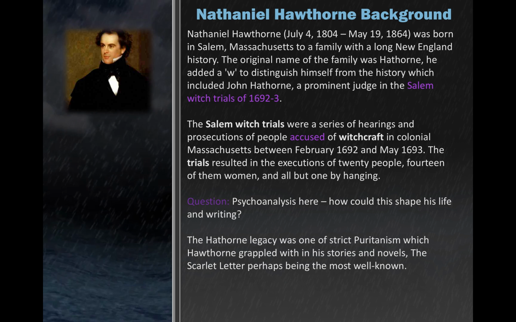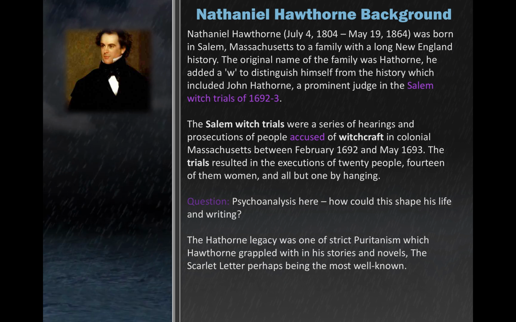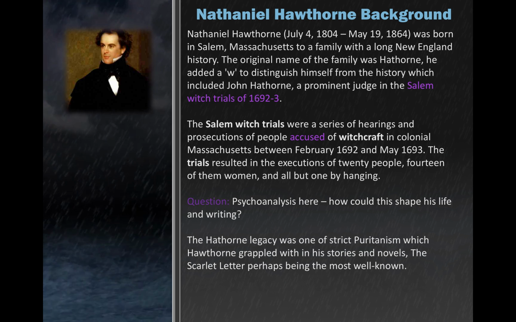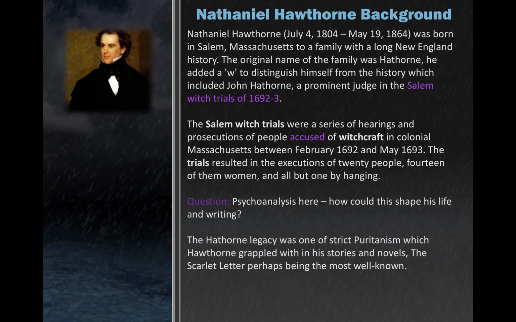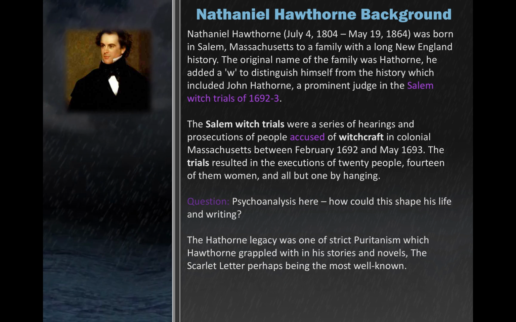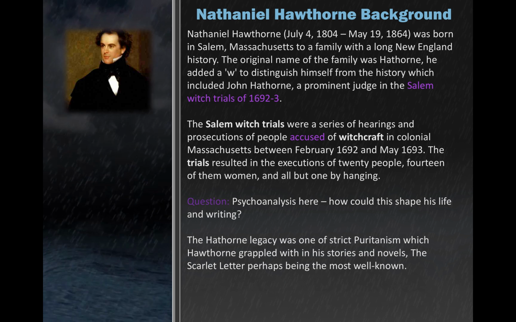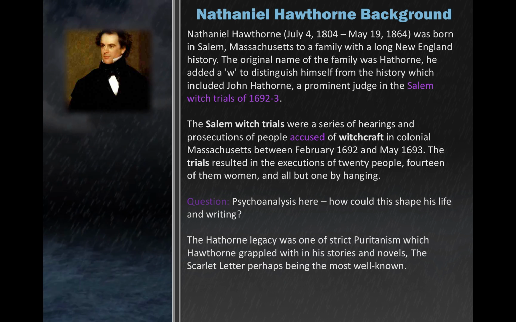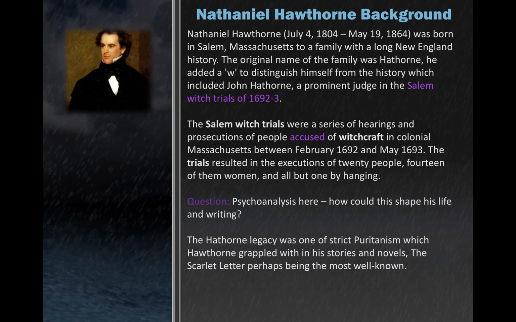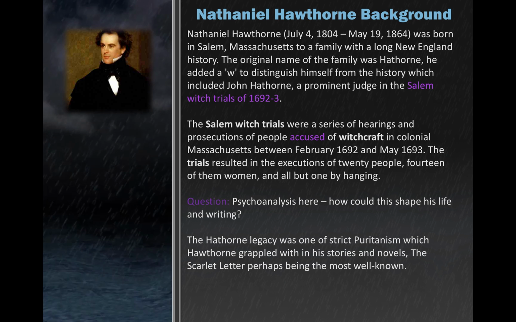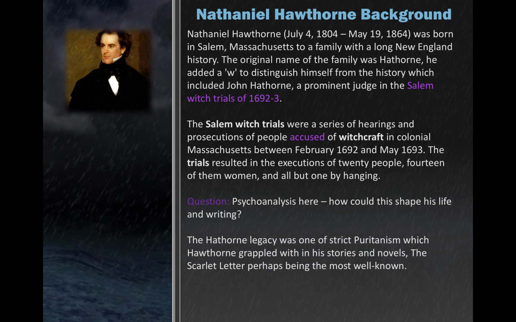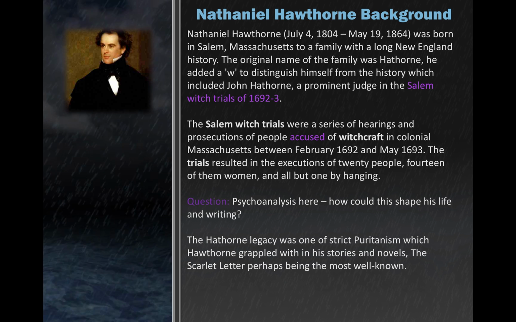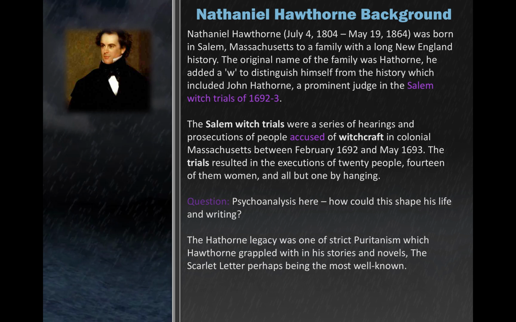Okay, so let's look into Nathaniel Hawthorne's background a bit. He lived for about 60 years in the first half of the 19th century, from 1804 to 1864, and was born in Salem, Massachusetts, to a family with a long New England history. The original name of the family was Haythorne. He added a W to distinguish himself from the history, which included John Haythorne, a prominent judge in the Salem witch trials. So he wanted to separate himself from his family history.